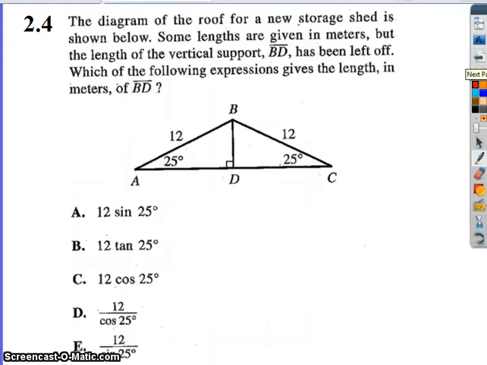All right, number 4, we have the roof of a new storage shed. The lengths are given in meters, and the vertical support, BD, has been left off. Which of the following expressions gives the length in meters of segment BD?